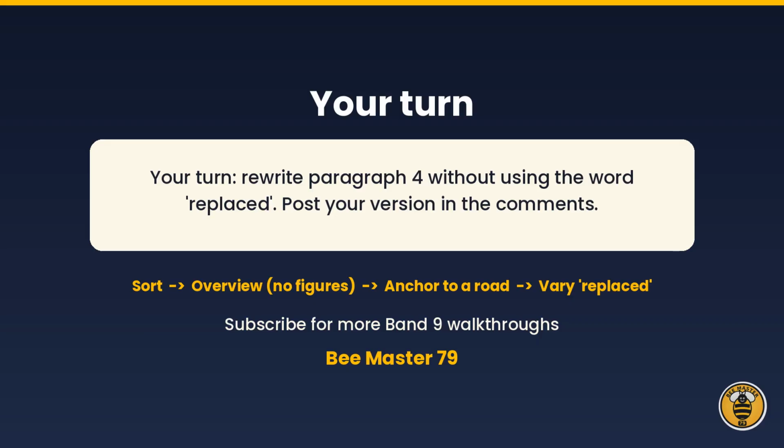That is the full walkthrough. To summarize, sort the map into appeared, disappeared, and stayed the same. Write a figure-free overview. Anchor every change to a road or a landmark, and vary the way you say replaced. Now here is your challenge. Rewrite paragraph 4 without using the word replaced, and post your version in the comments.